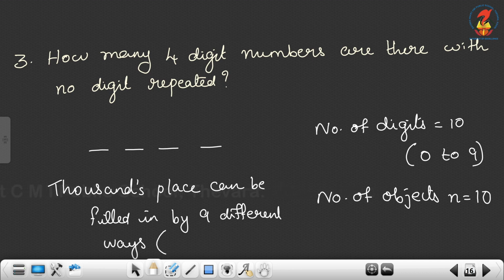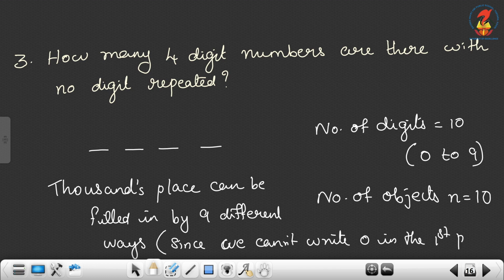Why 9 different ways? Since we can't write 0 in the first place. So the first place we can fill in by how many different ways? In 9 different ways. Now what about the next place?